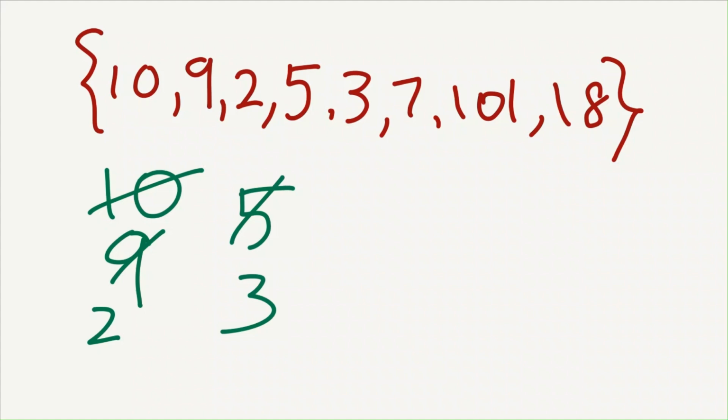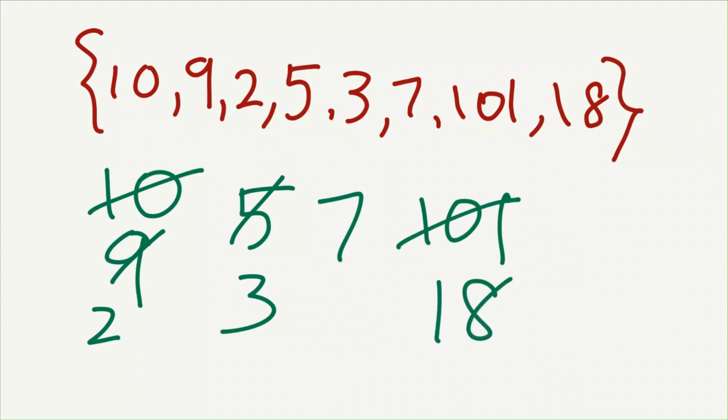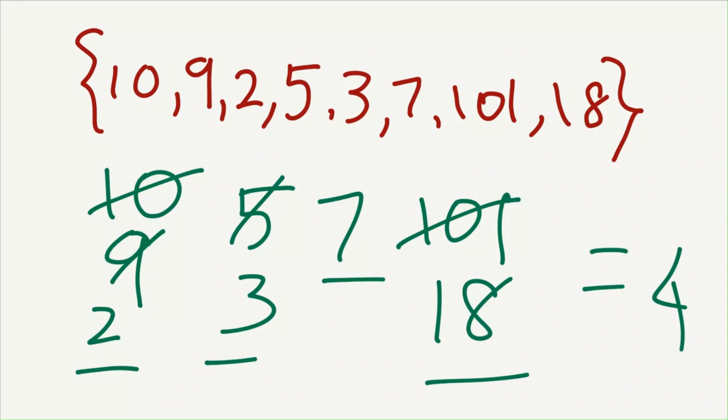We overwrite in the correct position following the same order. Next we take 7, which is greater than 3, so we add this to the array, and 101 is also greater than 7, so we add this in the same array. Next 18 is less than 101 and greater than 7, so we overwrite the 101. So the array contains 2, 3, 7 and 18 with the length 4. So the length of the longest increasing subsequence in this array is 4.